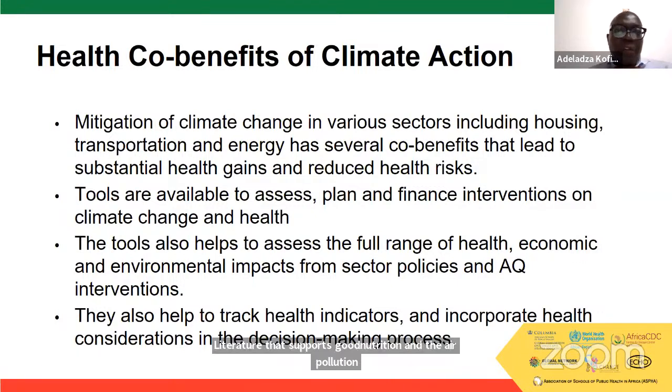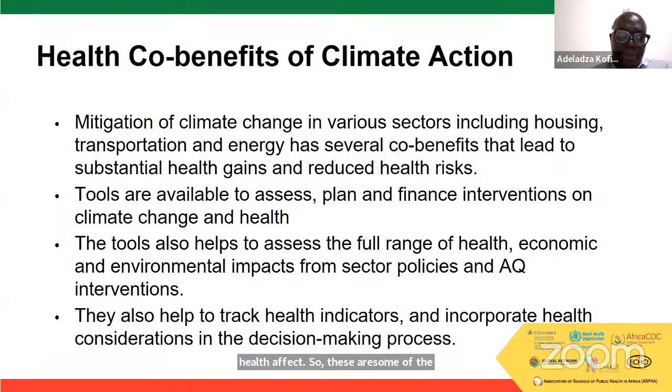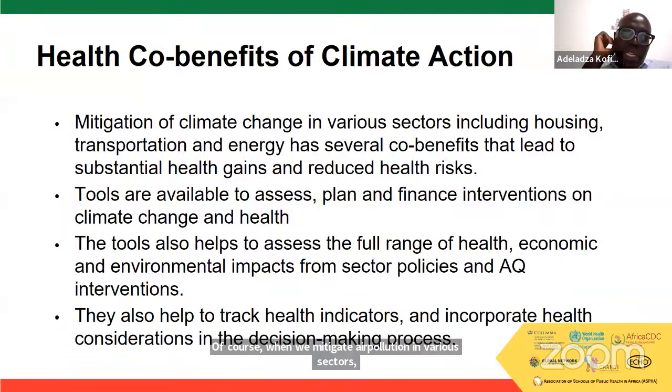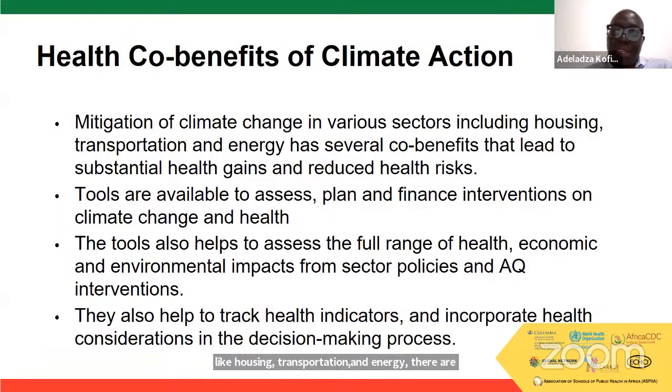So these are some of the health co-benefits of any climate action plans. So, of course, when we mitigate air pollution in various sectors like housing, transportation, and energy, there are substantial health gains and reduced health risk. And there are tools to assess, plan, and finance these interventions. These tools can also help us to track the health indicators.